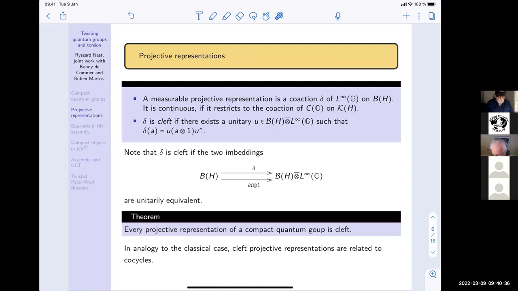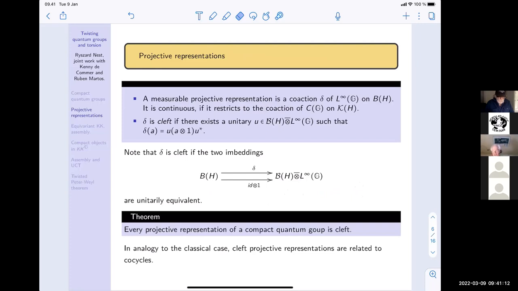It will be a continuous projective representation if I can actually use instead of B of H just compact operators, K tensor C of G, this one. So this will be a continuous projective representation. They are different also for compact quantum groups. So one has to be careful. And now there is the standard question.